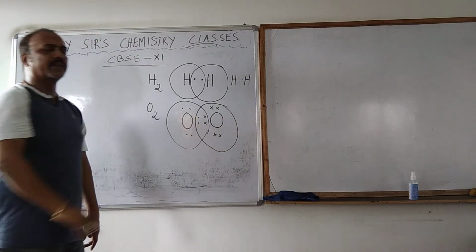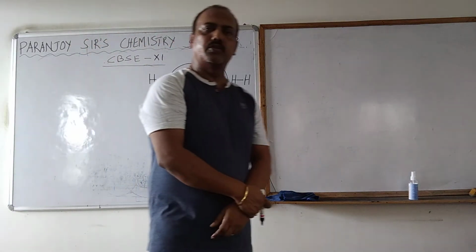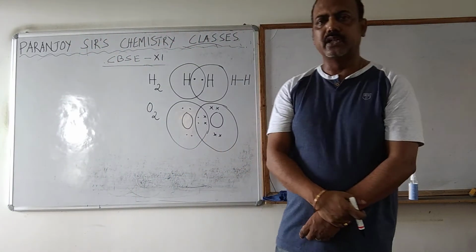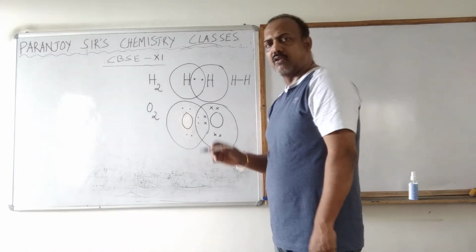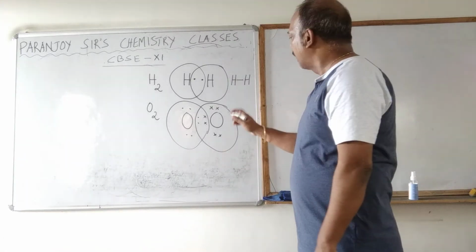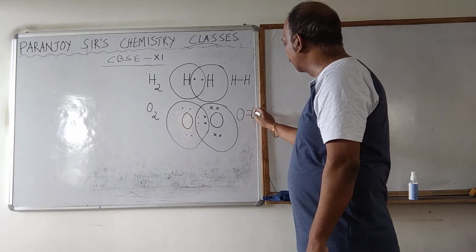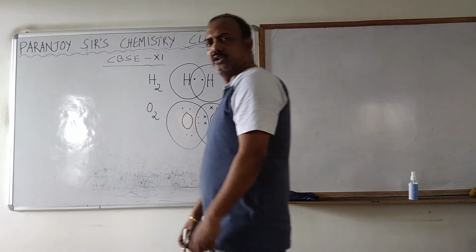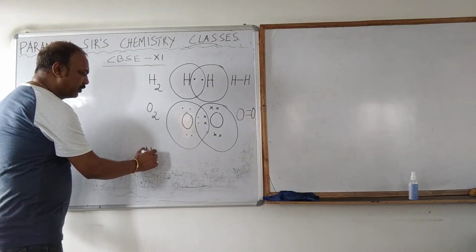So how many pairs are common? There are 2 pairs which are common, right? And these 2 pairs of electrons, if shared, then we call that covalent bond a double covalent bond. And we represent it as O double bond O. Okay, 2 dashes.